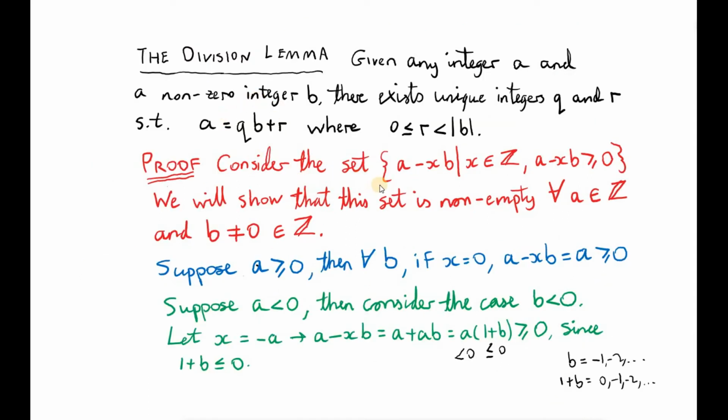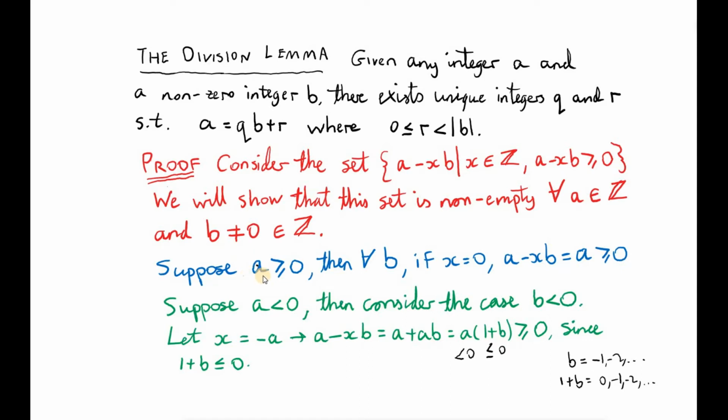To prove the lemma, we consider the set of a minus xb, where x is an integer and a minus xb is a non-negative integer. So we're dealing with all non-negative integers of the form a minus xb. First, we will show that this set is non-empty for all integers a and non-zero integers b. So we have to consider a few cases.